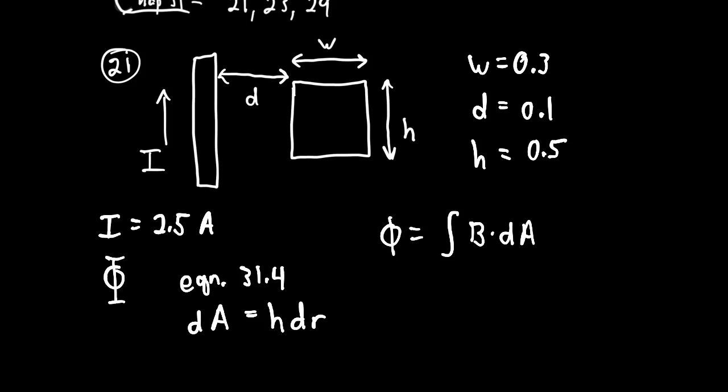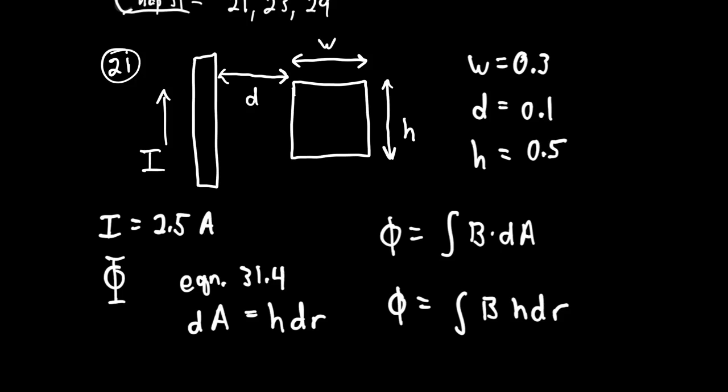Is there anything I can plug in? dA. What is dA? h dr. So phi is equal to the integral of B times h dr. What does h dr actually mean? What does dA mean in general? Change in area. And what is the area of this loop? A rectangle. If I just multiplied to get the area, it would be w times h. But I need to integrate over the whole area. So h is still the height, but I need to integrate over dr.